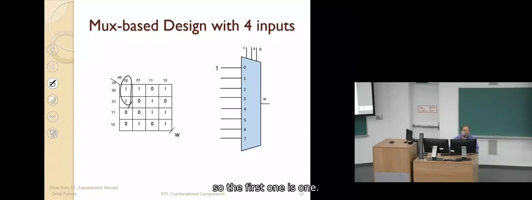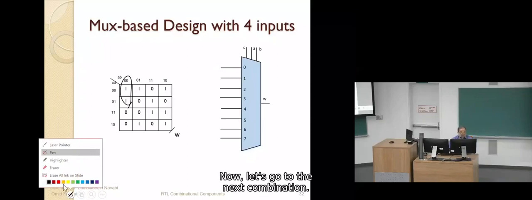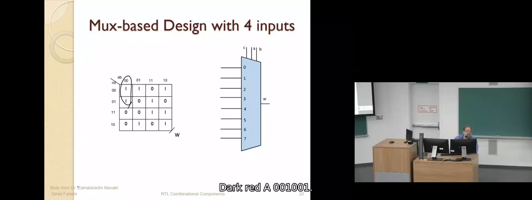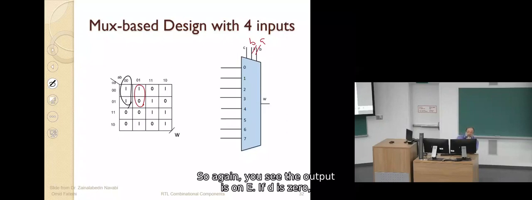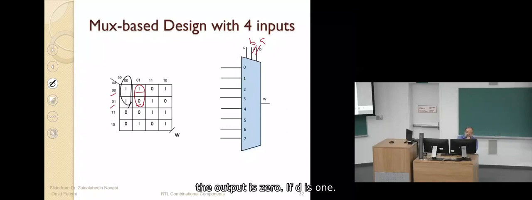Okay? Now let's go to the next combination. 0, 0, 1. It should be C, B, A, not A, B. So C, B, A is 0, 0, 1, and A, B is 0, 1. Again, you see the output is 1 if D is 0, and the output is 0 if D is 1. So what is that? It is the complement of D.